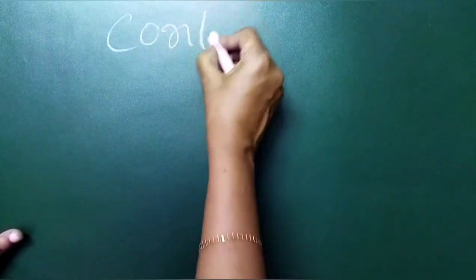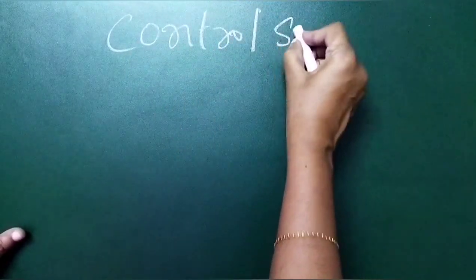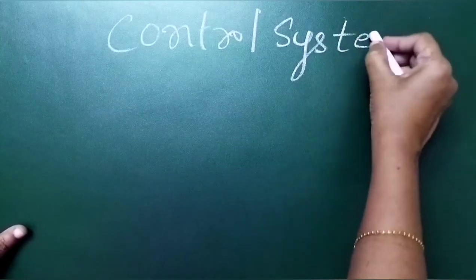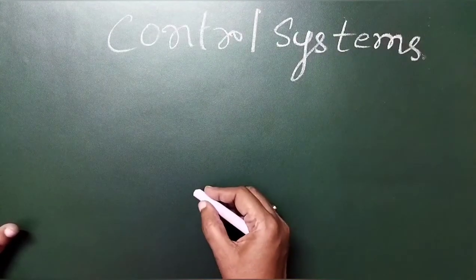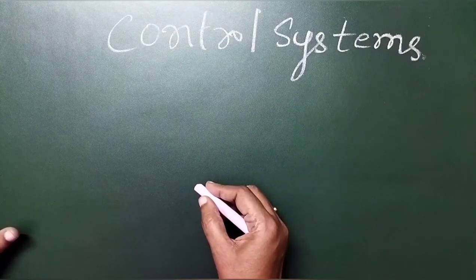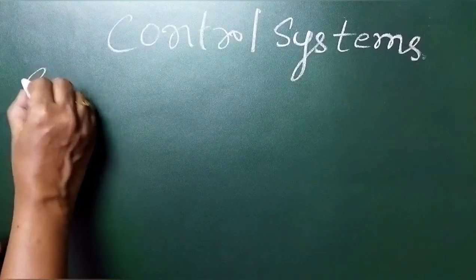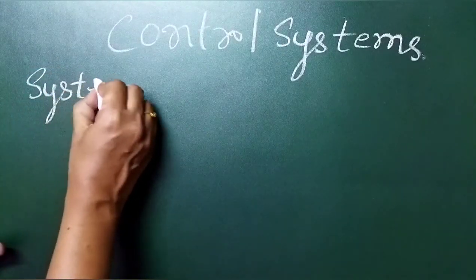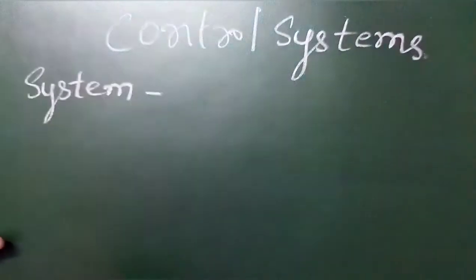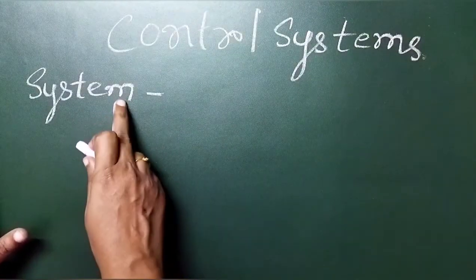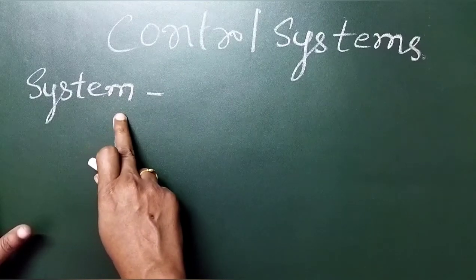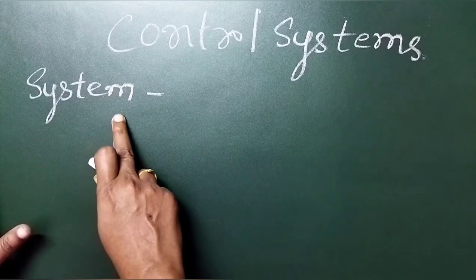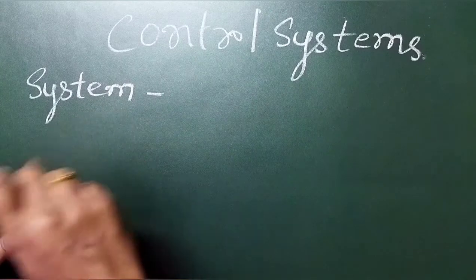In today's session, we'll start learning the concepts of control systems. Now, to start with, we'll just brush up the basic fundamentals. Now we'll learn what a system is. A system is a combination of different elements placed in a particular order to perform a specific task. Then you call it as a system.